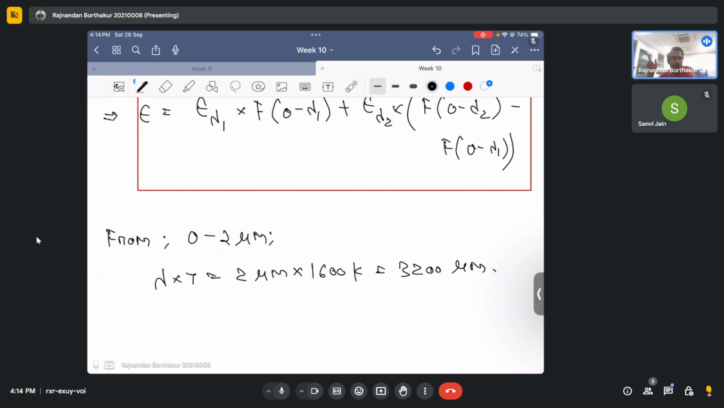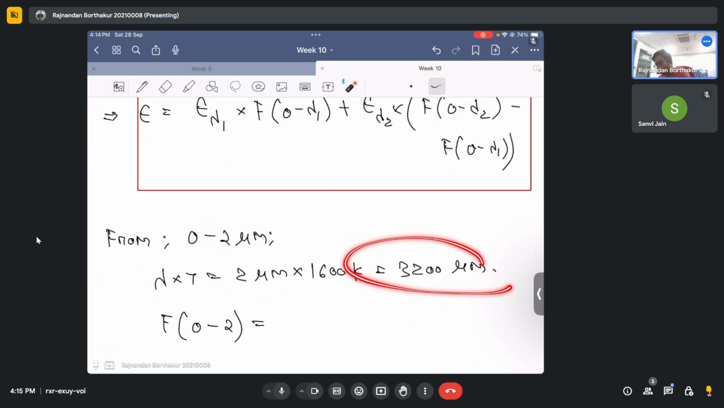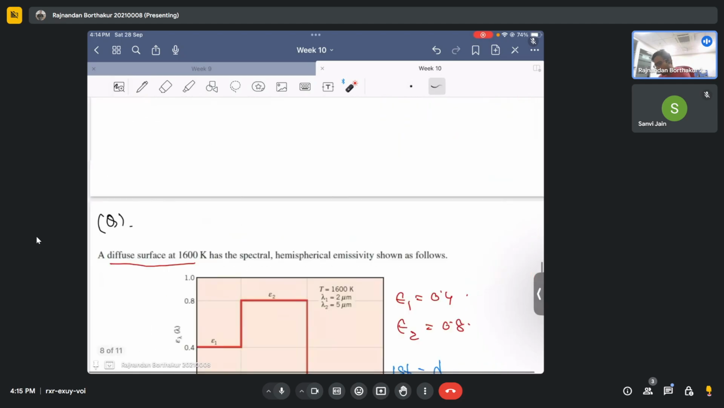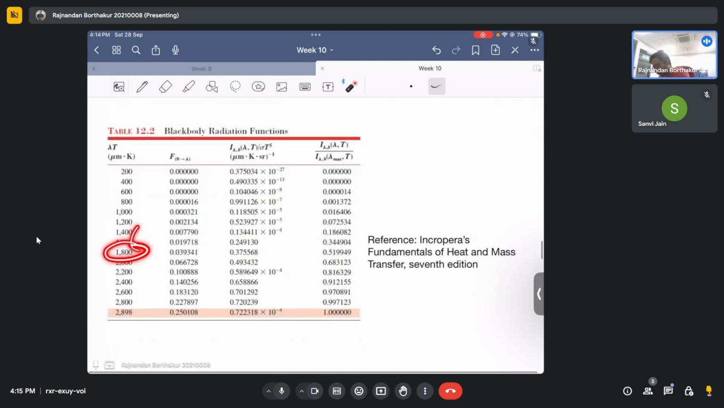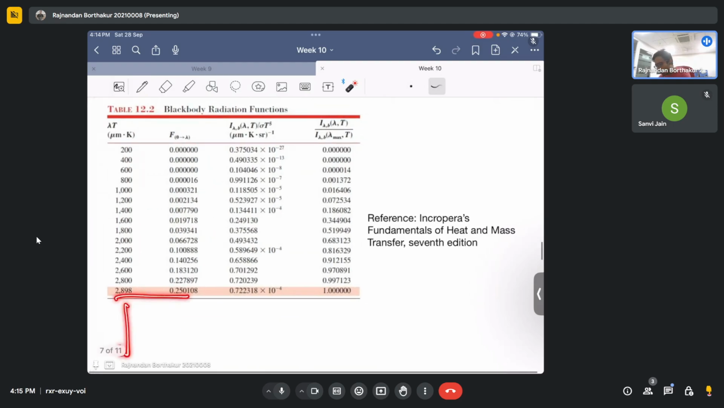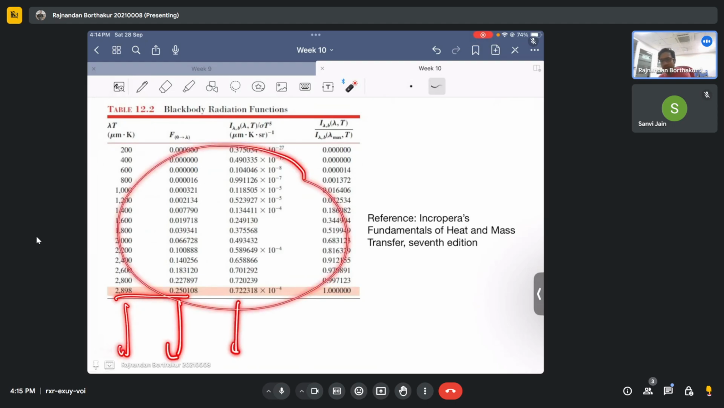And from the table that you just saw, once you know the product of lambda times T, you can directly evaluate f 0 to 2 micrometer from the table. If you see the table once again, once you know these values, you can correspondingly calculate what f 0 to lambda is from here. This table does not just finish here; there are certain more terms. I'm just showing you a prototypical example of the table.